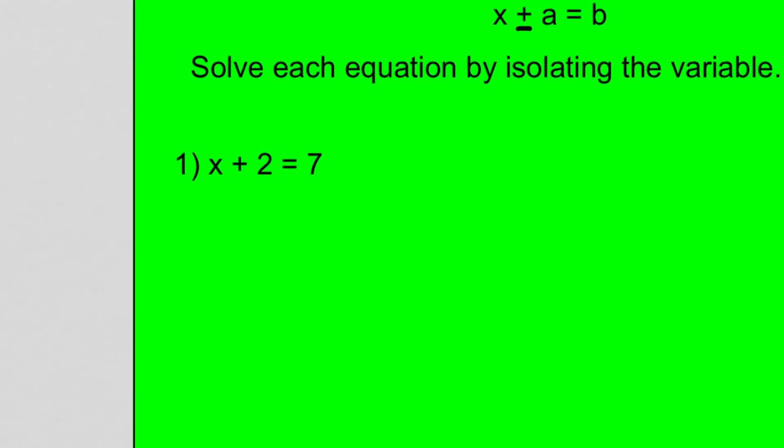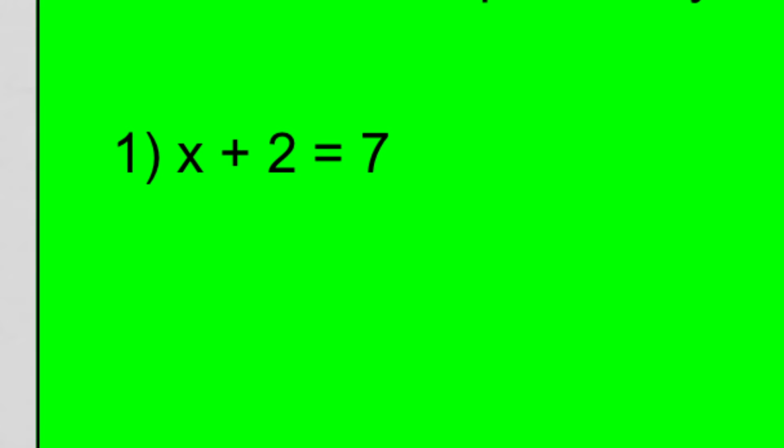So let's take a look at a very simple example here. We have the example X plus 2 equals 7. So most of you probably know the answer just by mental math. You know that this X is probably going to be 5, right? Because 5 plus 2 is 7.